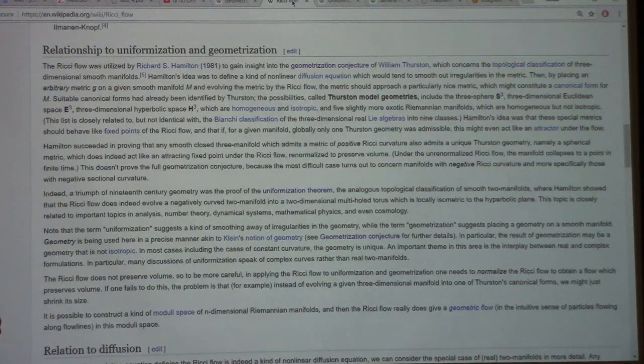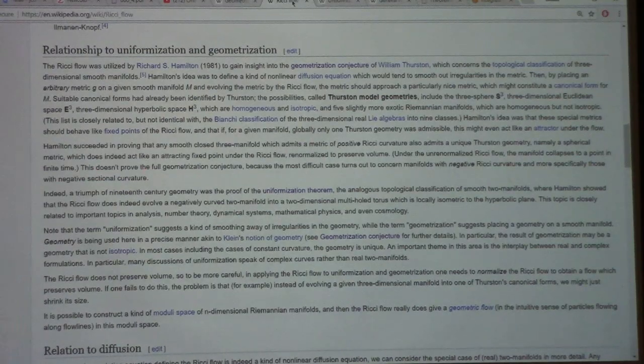Here it is. Hamilton succeeded in proving that any smooth closed 3-manifold which admits a metric of positive Ricci curvature also admits a unique Thurston geometry, namely a spherical metric, which does indeed act like an attracting fixed point of the Ricci flow, renormalized to preserve volume. All right, so that doesn't prove it.